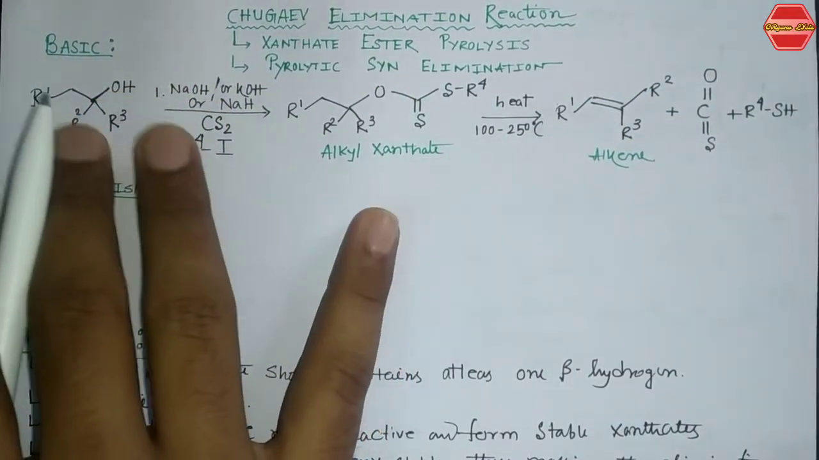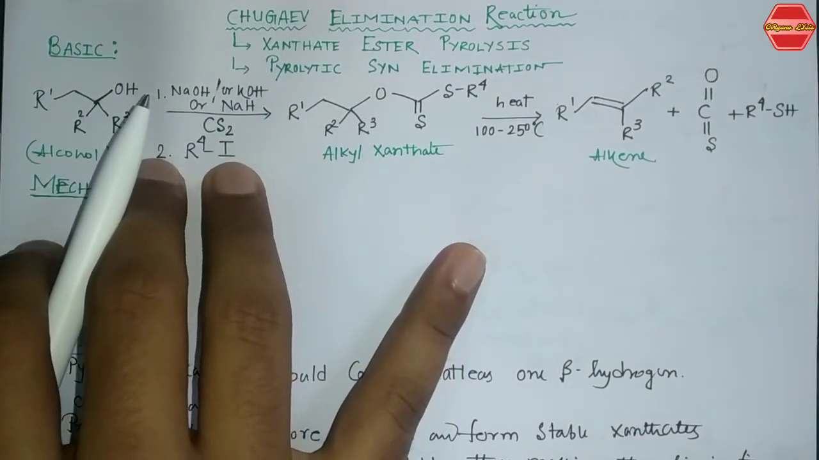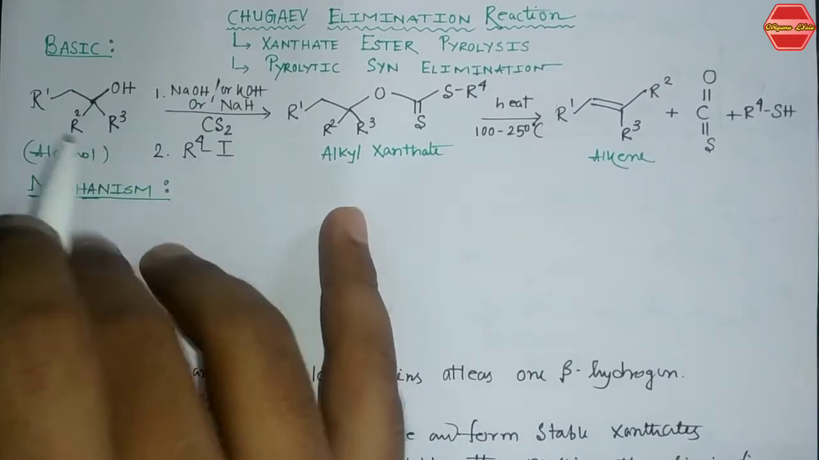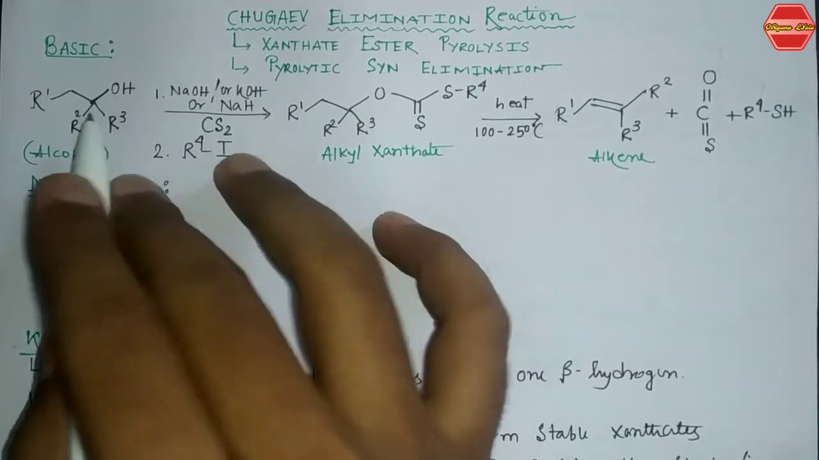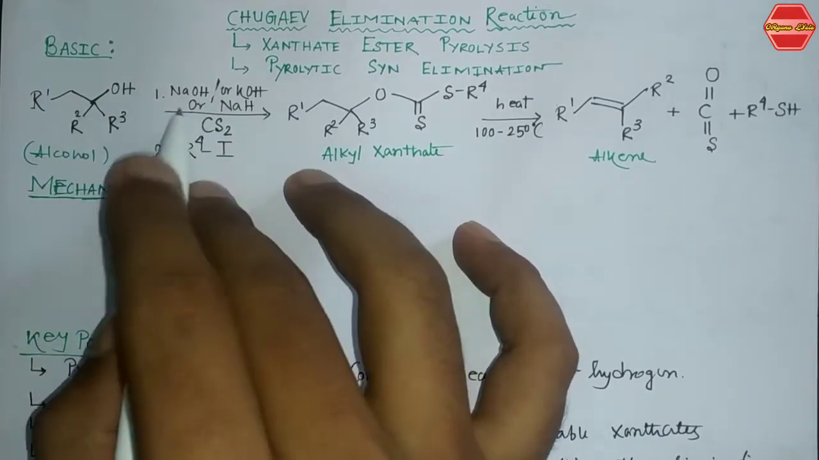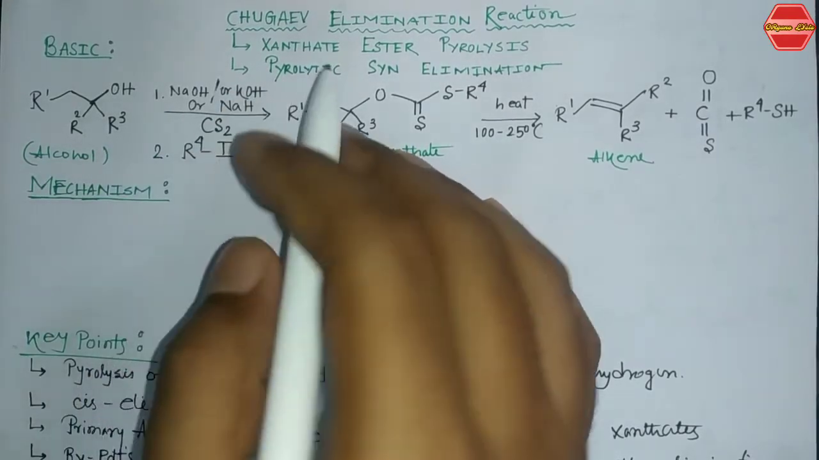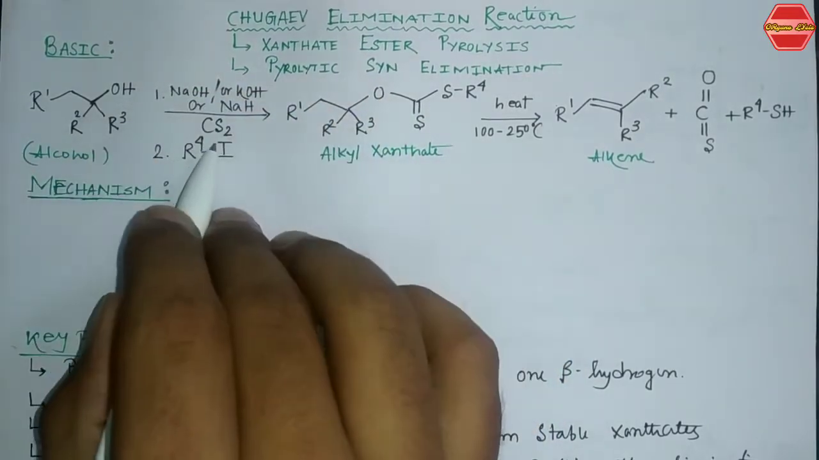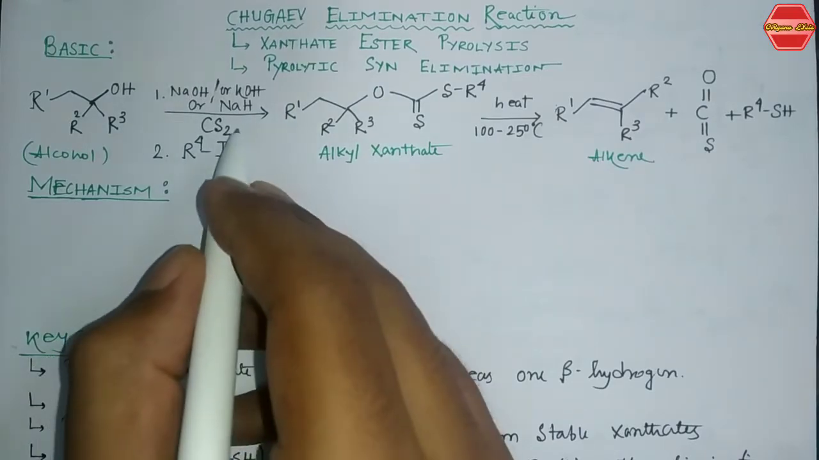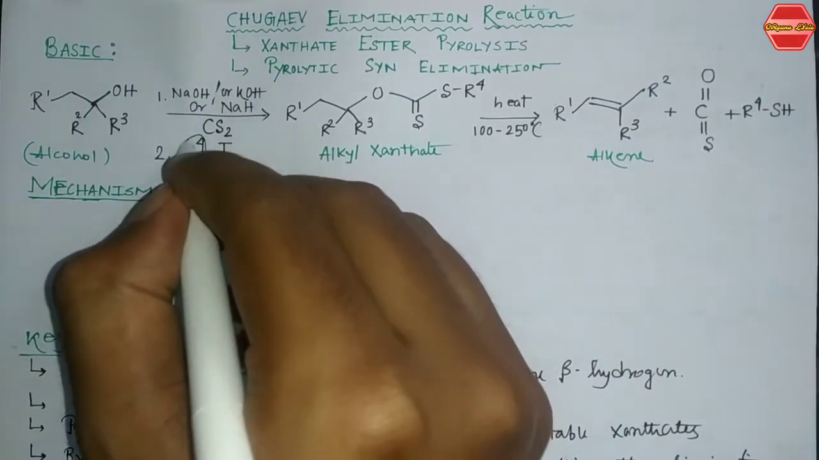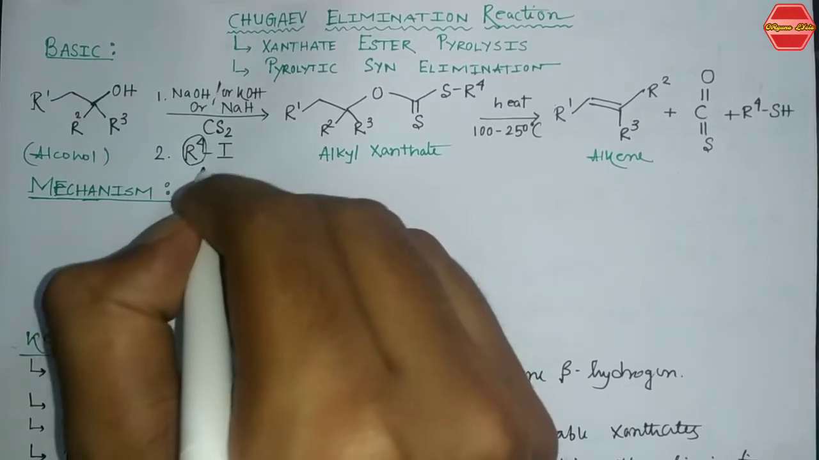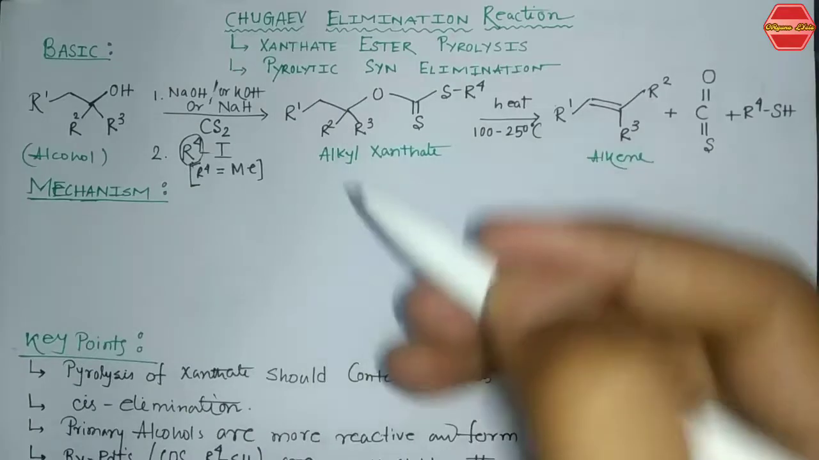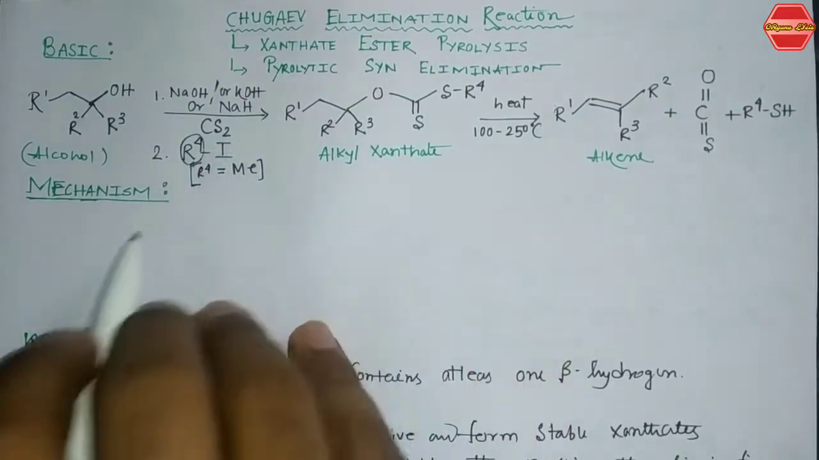Now what is the basic reaction and what is the basic reagent for this Chugaev elimination reaction? First of all, you have any 1 degree, 2 degree or 3 degree alcohol like this. Now if you treat this alcohol with sodium hydroxide or potassium hydroxide or sodium hydride base in the presence of carbon disulfide, that is CS2, and you put in an alkyl halide, now this R4 is basically methyl, which is used for this Chugaev elimination reaction. So R4 is basically a methyl group.